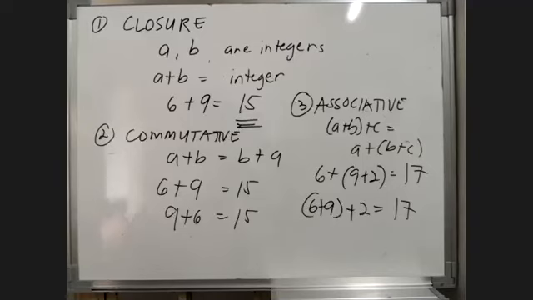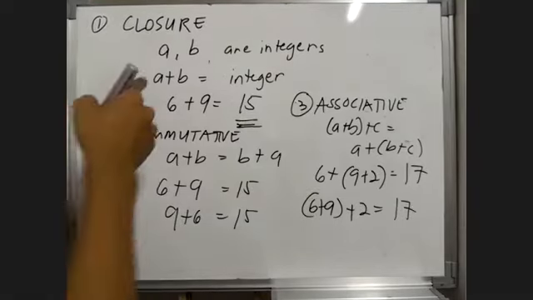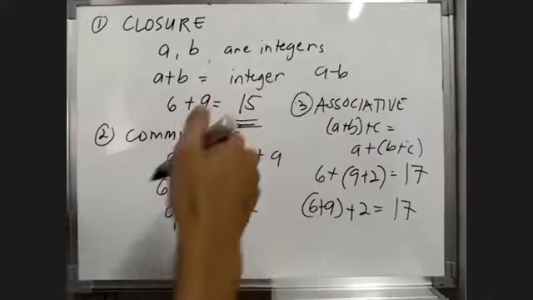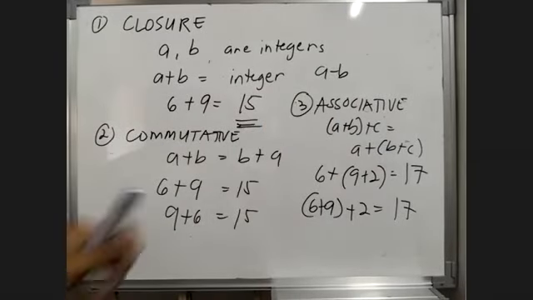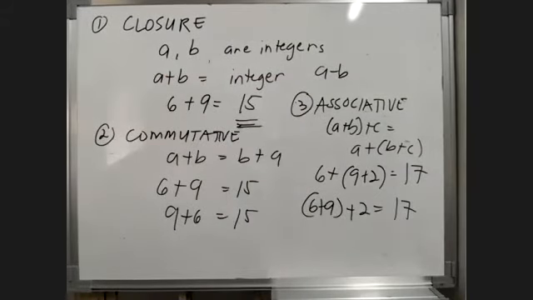Actually, may pang-apat dyan. Same lang din kasi yung A plus B tsaka A minus B sa closure property. Kung makikita nyo sa module kasi, pinaghiwalay pa yung additive property tsaka subtractive property. So, pares lang naman siya. If A minus B, A and B are integers, yung result ng A minus B is also an integer. So, questions? Any questions?